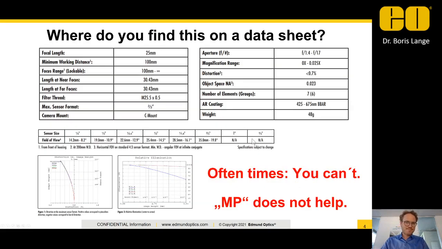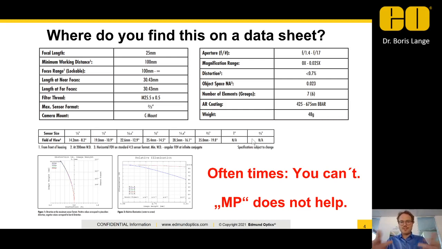The question is, could you have avoided this by studying the datasheet in more detail? And the answer is most likely no, to be honest, because this kind of information might just be missing, or is usually missing on a normal datasheet. And that's kind of a problem, to be honest, at least in my humble opinion.